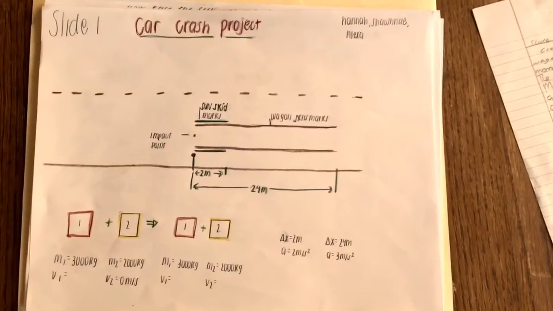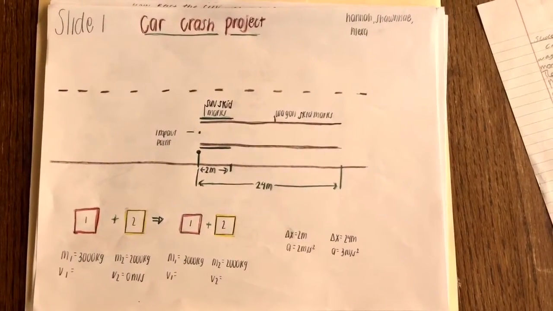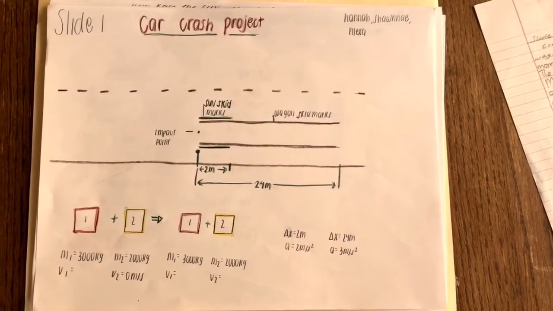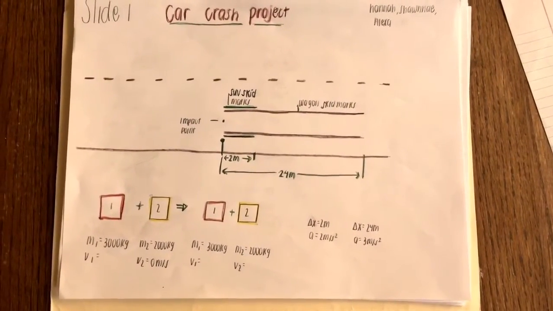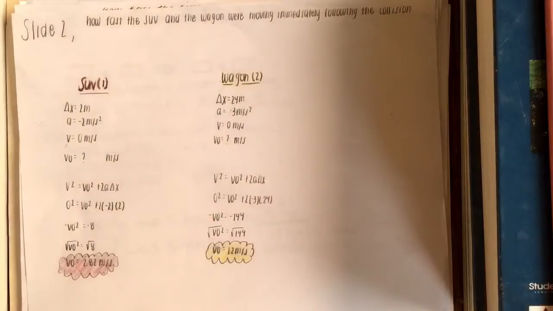After reading the problem and looking at the diagram, we were able to determine many factors such as velocity, mass, distance, and acceleration. Then we set up our momentum problem. Slide 2. From the diagram and problem, we were able to determine the speed limit, distance, acceleration, and mass and velocity of the SUV and wagon.